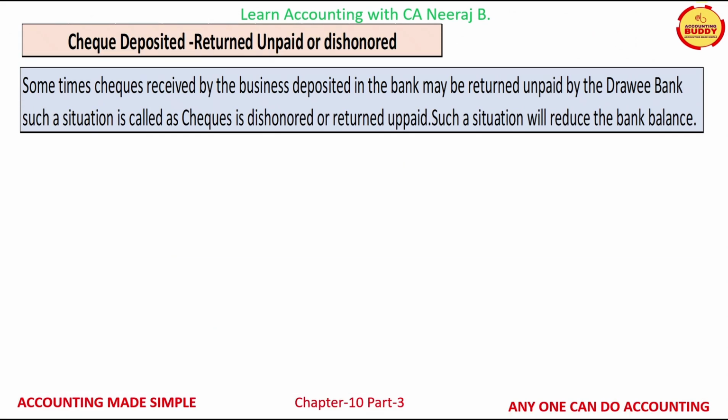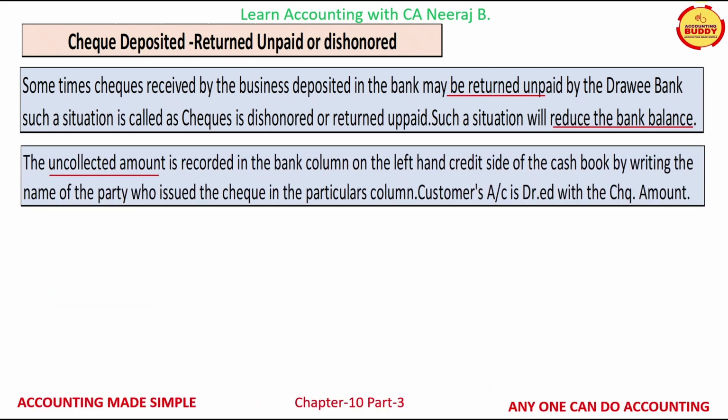Sometimes a check received by the business and deposited in the bank may be returned unpaid by the drawee bank. Such a situation is called a check being dishonored or returned unpaid. Such a situation will reduce the bank balance. The uncollected amount is recorded in the bank column on the right-hand credit side of the cash book by writing the name of the party in the particulars column from whom the check was originally received. Customer account is debited with the check amount.